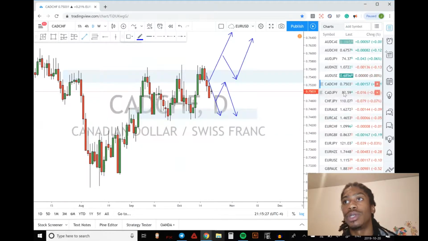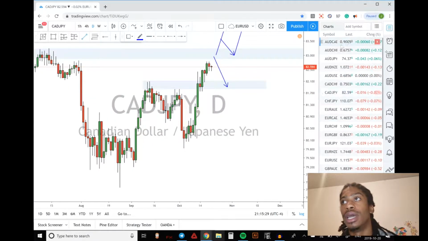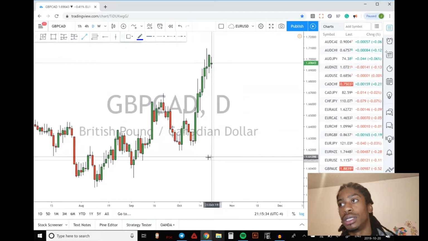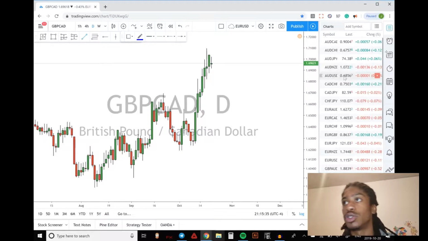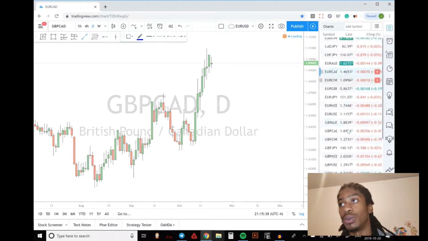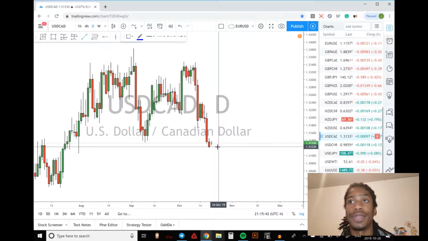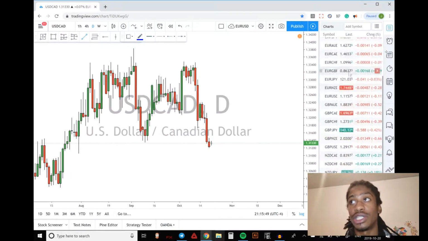Is the Canadian looking weak? Yes, it is. This one should be rising. Canadian weak. So right now the Canadian is actually seeming pretty weak. If we look at this as well, in this case, the US is actually weaker than the Canadian. So, I mean, those are just things to take into consideration.